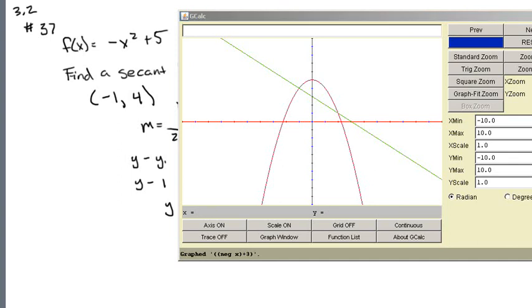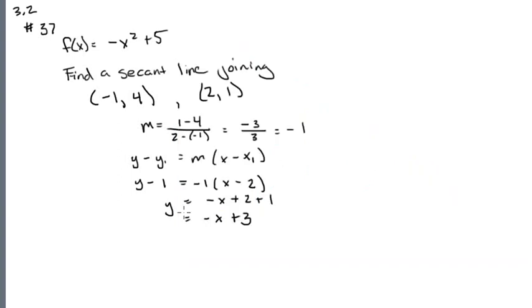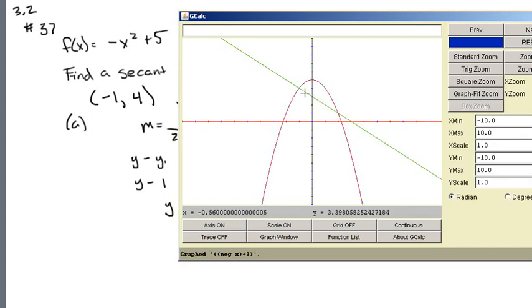So let's return to this, and I did the secant line, so that is part A of this problem. Part B of the problem says use the mean value theorem to determine a point C in the interval negative 1 comma 2 such that the tangent line at C is parallel to the secant line. So there is going to be some value where the tangent to the function is parallel to this secant line.